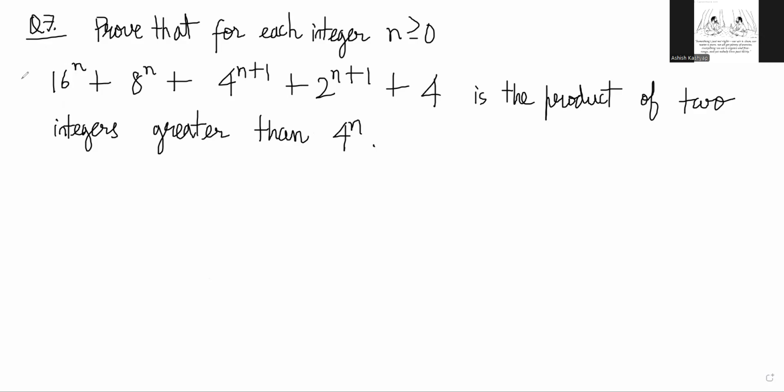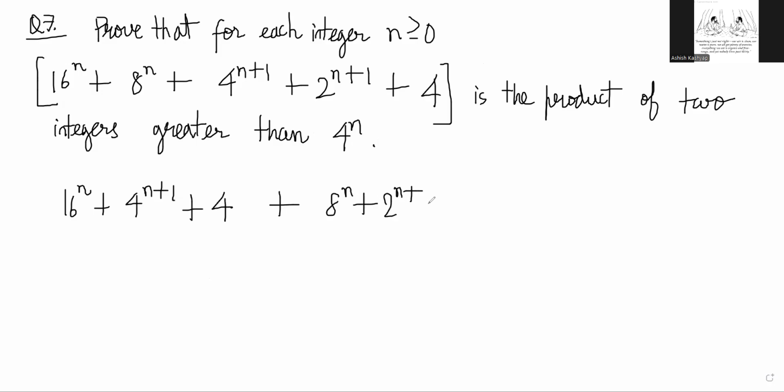So basically we have to prove that this thing is a product of two integers greater than 4 power n, or we have to basically factorize it somehow, right? And it also shows that that number will be a composite number, right? So it's all about proper grouping here. So let's think about it. 16 power n plus, let's group 4 power n plus 1 plus 4 together. And we'll put 8 power n plus 2 power n plus 1 together.